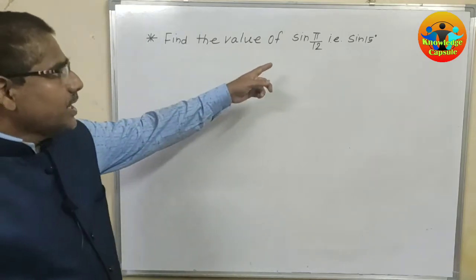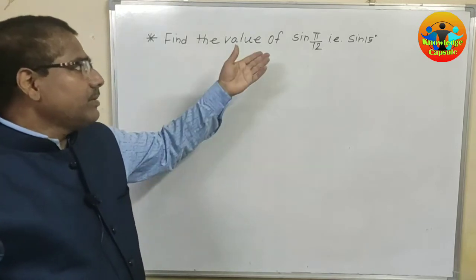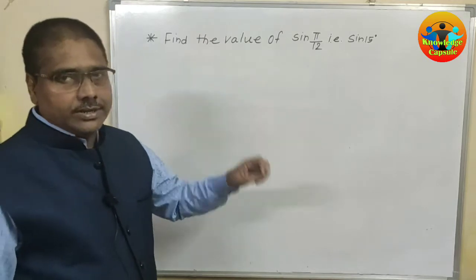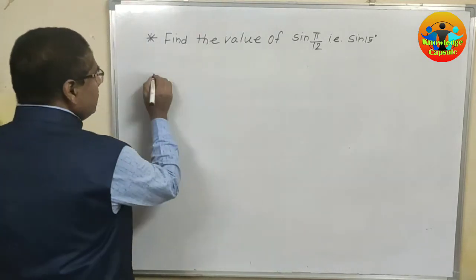Find the value of sin pi by 12. Pi radian is equal to 180 degree. Therefore pi by 12 is equal to 180 by 12. It will be 15 degree. Now we have to find value of sin 15 degree.